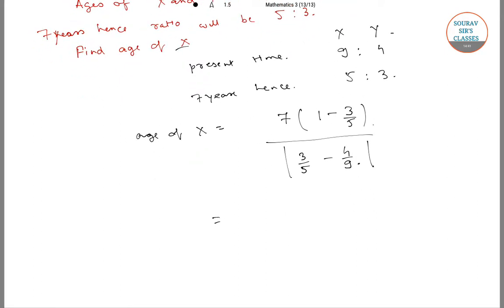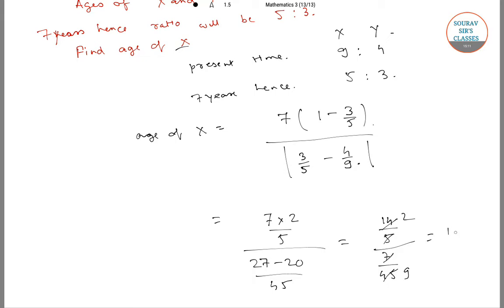So this is equals to 7 into 2 by 5 divided by, now LCM of 5 and 9 is 45. So 27 minus 5 into 4, it's 20. So this is equals to 14 by 5 divided by 7 by 45. So here we get 9, it's 2. So this is equals to 9 into 2, which is 18. So age of X is 18 years.